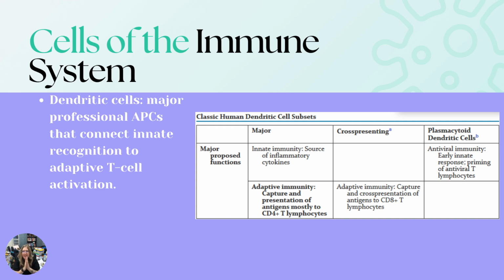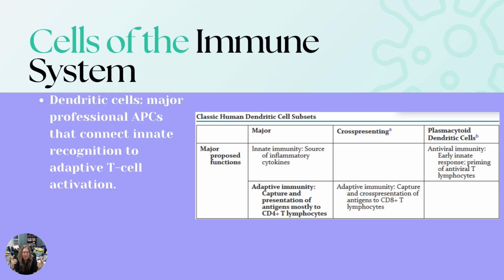So if there's one cell that I want you to associate with the phrase bridge between innate and adaptive immunity, it's the dendritic cell. Our dendritic cells are excellent antigen presenting cells. They can encounter a pathogen out in the tissues, capture the antigen from it, process that antigen, and then essentially take that information to the T cells.